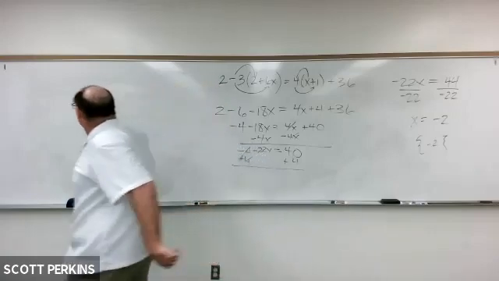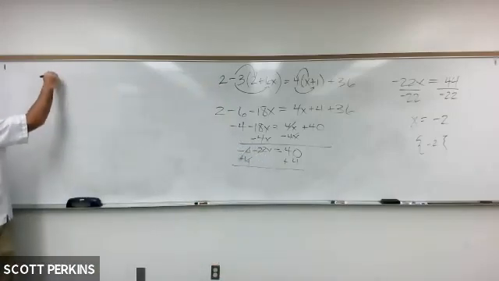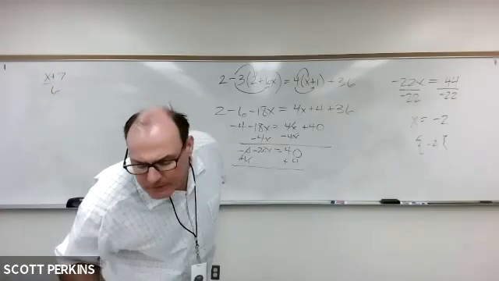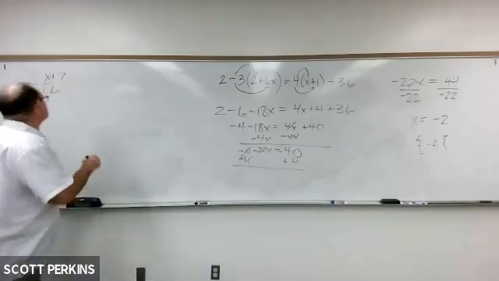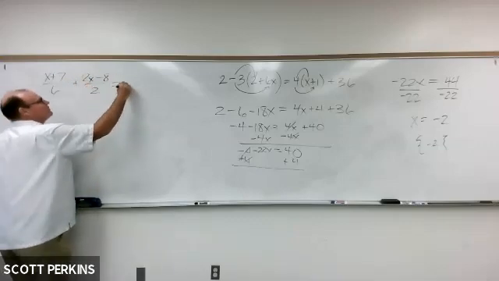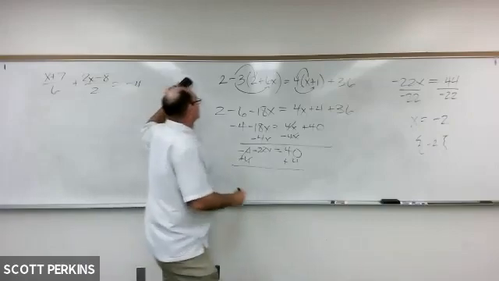So here's my next example for you. It is x plus 7 over 6. Uh-oh, heart rates all over the classroom are going up. Plus 2x minus 8 over 2 is equal to negative 4.